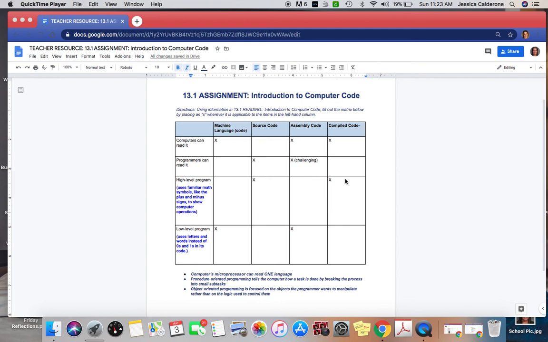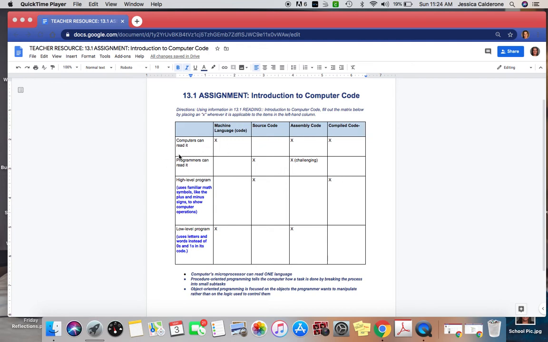Hello, everybody. So I wanted to go over this 13.1 assignment with you because this is going to be extremely beneficial for you when you take your Unit 5 quiz next week. So I want you to open up your 13.1 assignment and make necessary changes if you had any of these in the table incorrect, because again, this is going to be a big tool for you when you take your Unit 5 quiz. So what I need you to notice here, computers, okay?